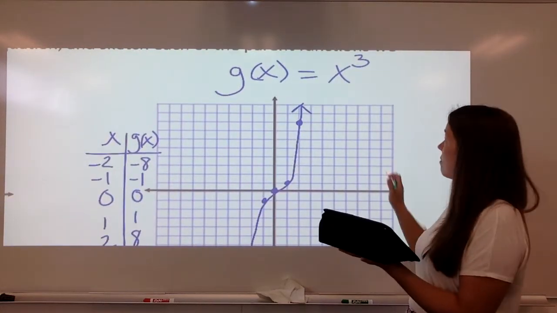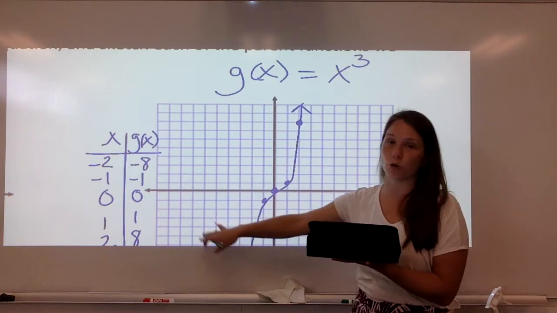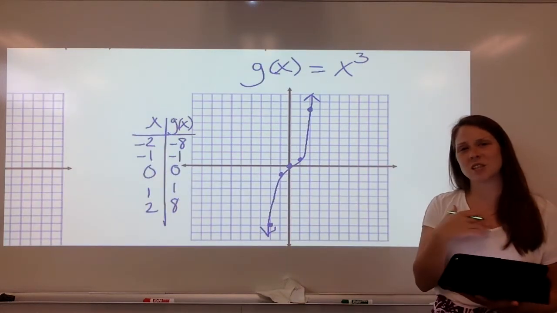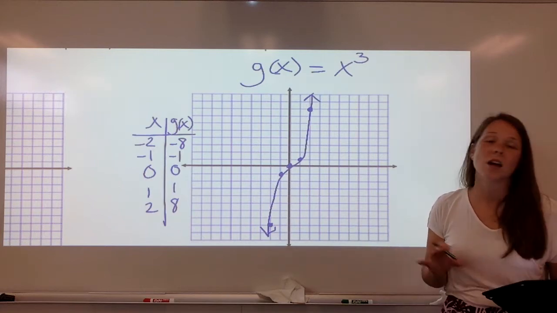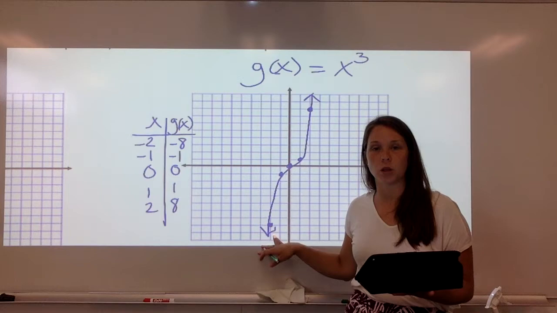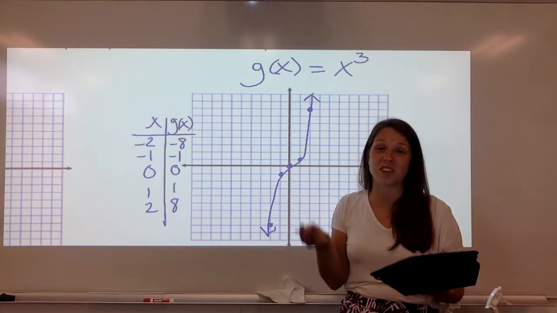Here's the next one, g of x equals x cubed. This is what your graph and table should look like. And you might be wondering, well, it was f of x before. Why is it g of x now? The f and the g and the h and the r that I used on the two that are below this are just letters that represent the name of the function.